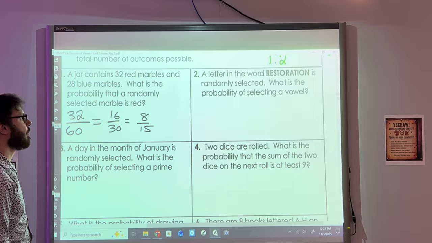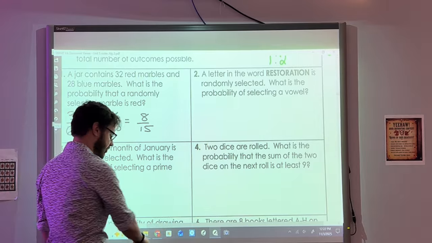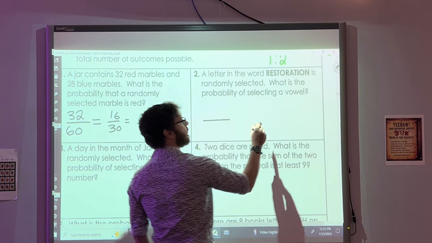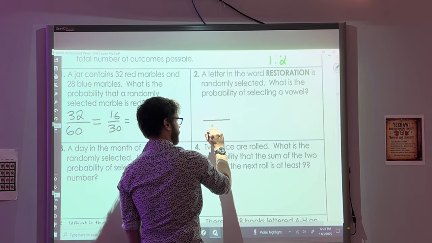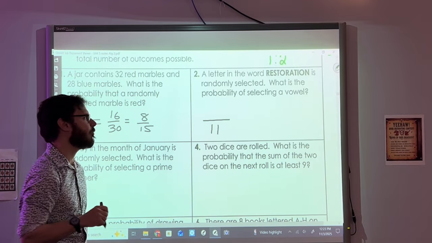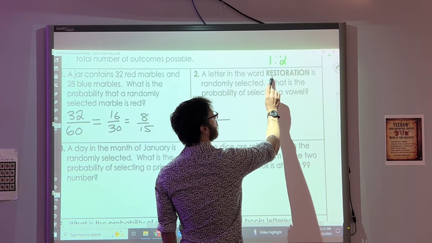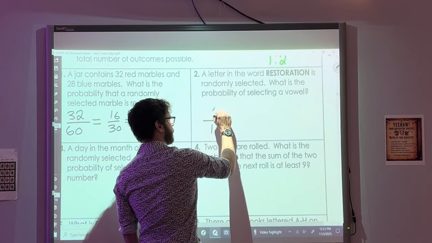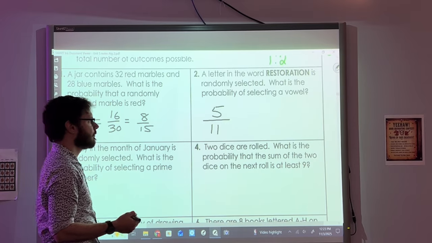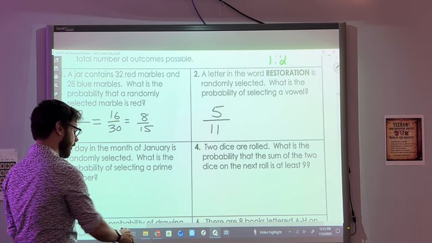A letter in the word restoration is randomly picked. What's the chance it's a vowel? Well, how many different letters do we have? 1, 2, 3, 4, 5, 6, 7, 8, 9, 10, 11. Of those 11, how many are vowels? 1, 2, 3, 4, 5. And I can't reduce that anymore.